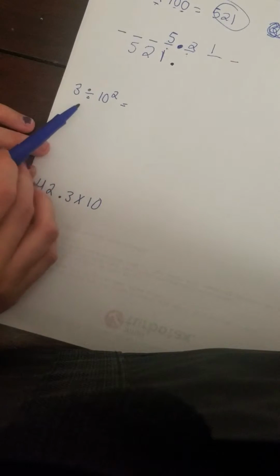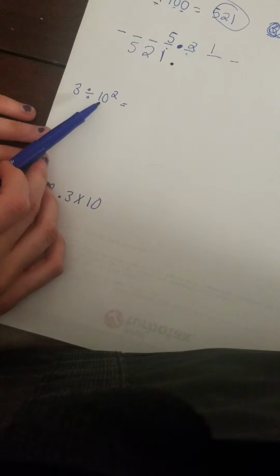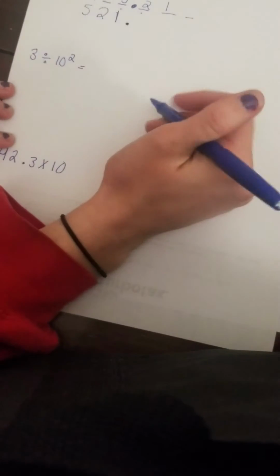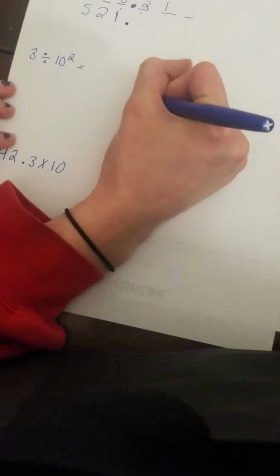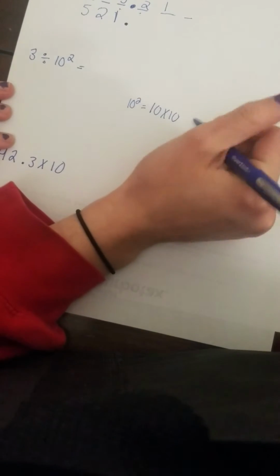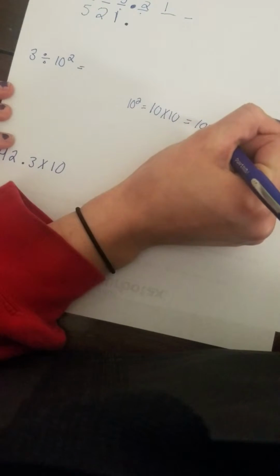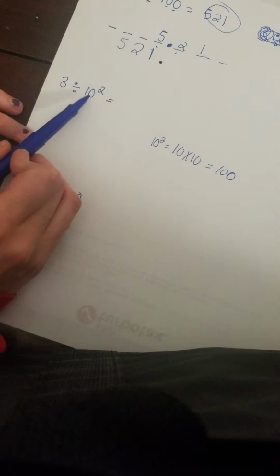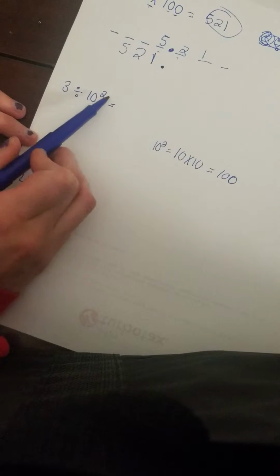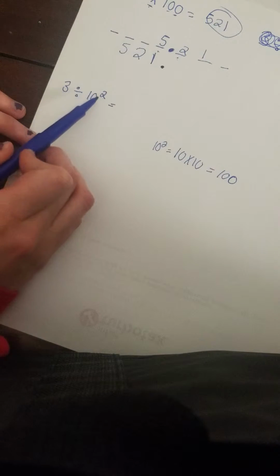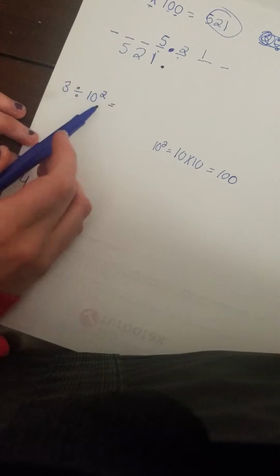Now, sometimes you will see the equations written out like this. 10 to the second power is the same thing as 10 times 10, which is the same thing as 100. So, even when it's written like this, you still know how many times to move it, because the exponent this time tells you how many times to move it instead of the zeros. So we're still moving it 2 times.